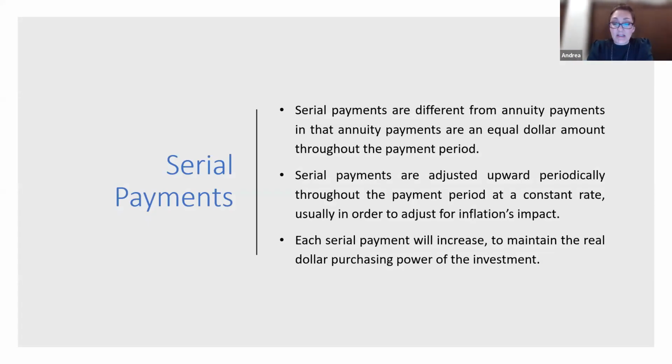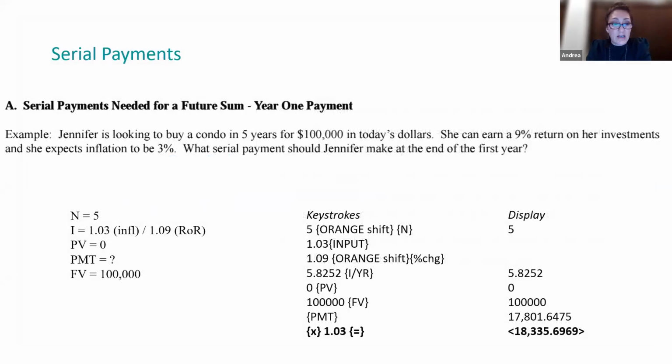So serial payments. Serial payments are a little bit different from annuity payments because these are equal dollar amounts. Let's look at an example of a serial payment for a future sum. Jennifer's looking to buy a condo in 5 years for $100,000 in today's dollars. She can earn 9% on her investments and she expects inflation to be 3%. So what serial payment should Jennifer make at the end of the first year?